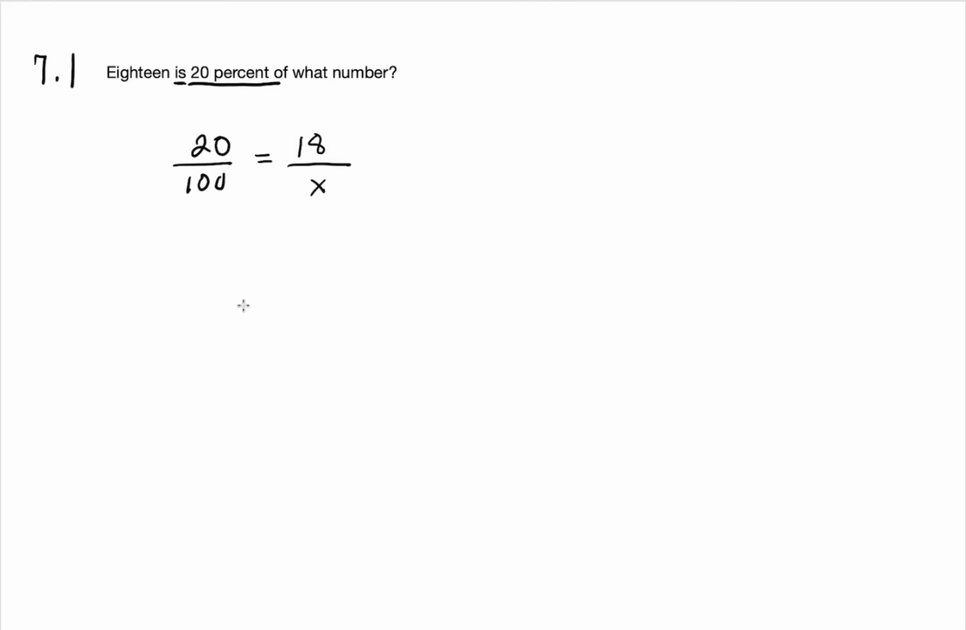Okay? Now we just cross multiply like we've been doing. So 20x equals 1800. Then we just divide by 20 and we should get 90. Okay, so 20 is 18% of 90. I'm sorry. 18 is 20% of 90. I said that backwards. So now we have our answer. We could rewrite this pretty easily and put 90 here.